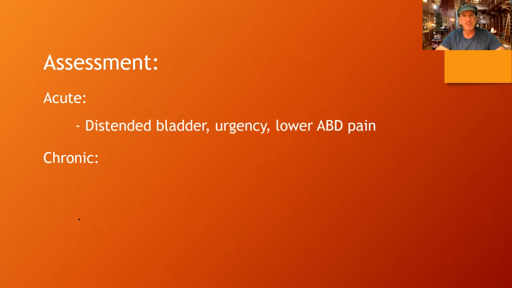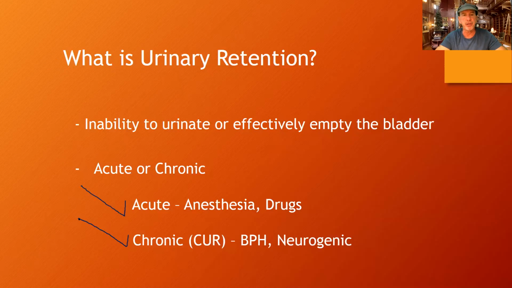Assessment. Acute urinary retention. One thing I wanted to mention about the neurogenic. This can also be head injury, any neurological problem. A head injury can cause a variety of things. It can cause incontinence, it can cause retention, and it can also cause priapism.